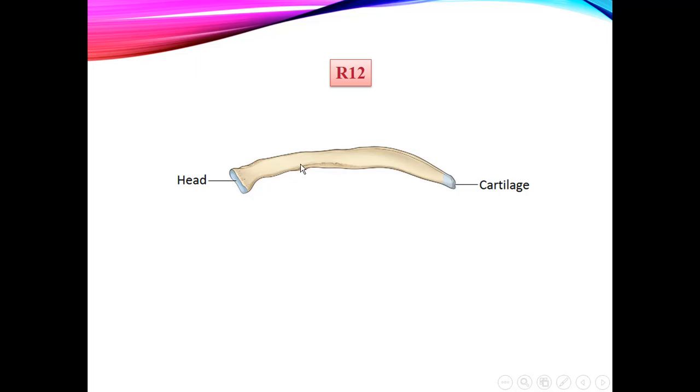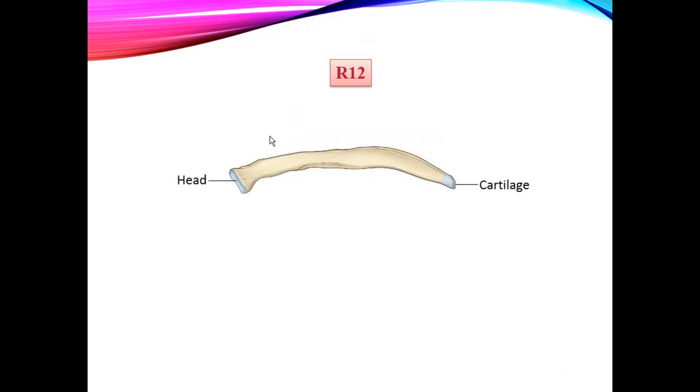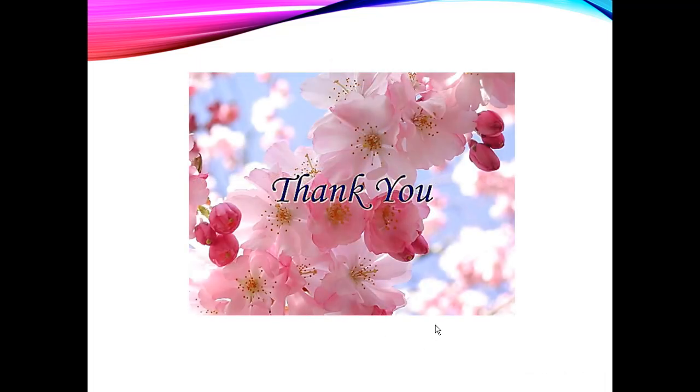Here is the R12. As you see, its head has a single surface to articulate with T12, and also this rib R12 has no costal tubercle. It has no costal neck. It has no costal groove. Okay? Thanks for your attention.